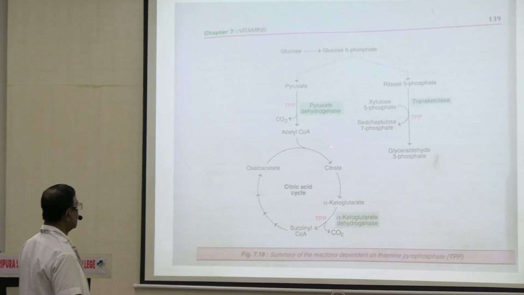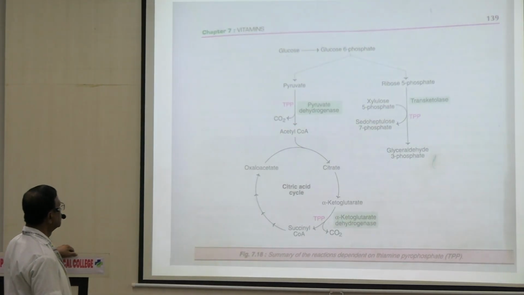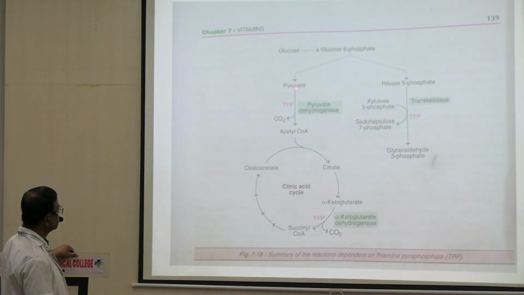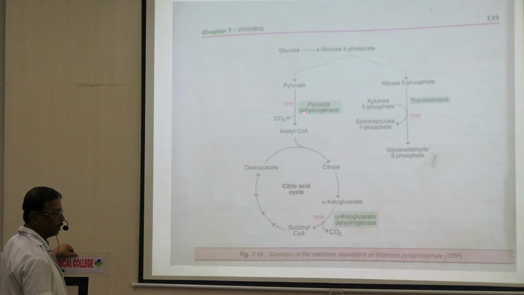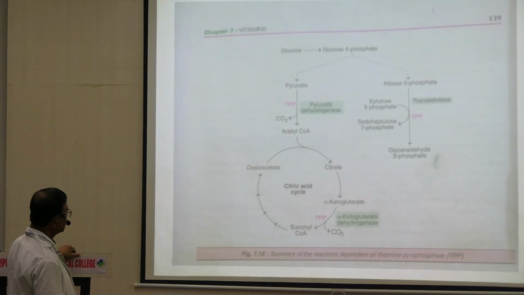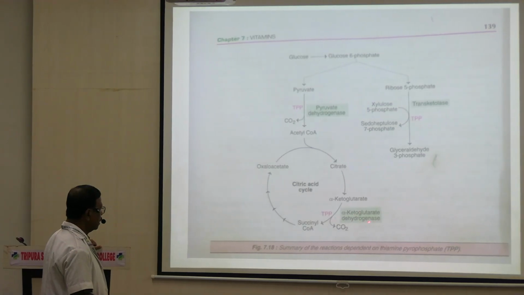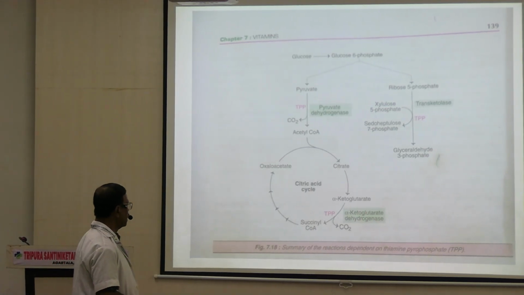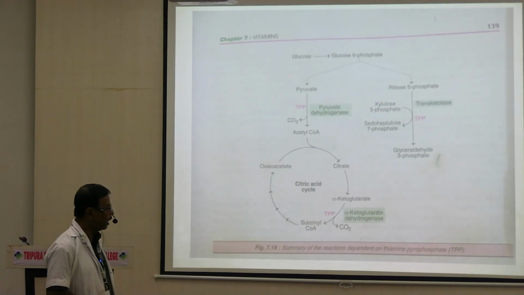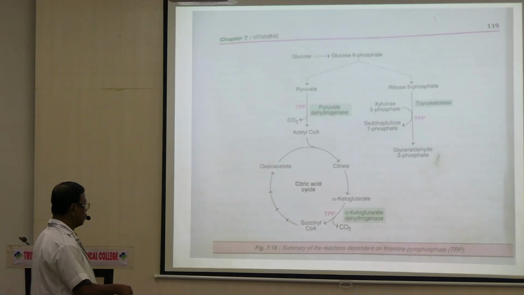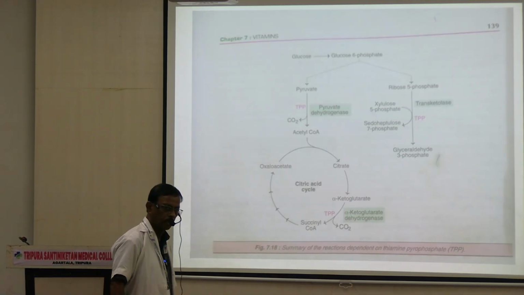Now here is the TCA cycle. In glycolysis pyruvate is produced. Now from pyruvate, with the help of pyruvate dehydrogenase, in presence of thiamine pyrophosphate, acetyl-CoA is formed. Now this acetyl-CoA goes to the TCA cycle, and here also another enzyme, alpha-ketoglutarate dehydrogenase, uses thiamine pyrophosphate, converting alpha-ketoglutarate to succinyl-CoA.